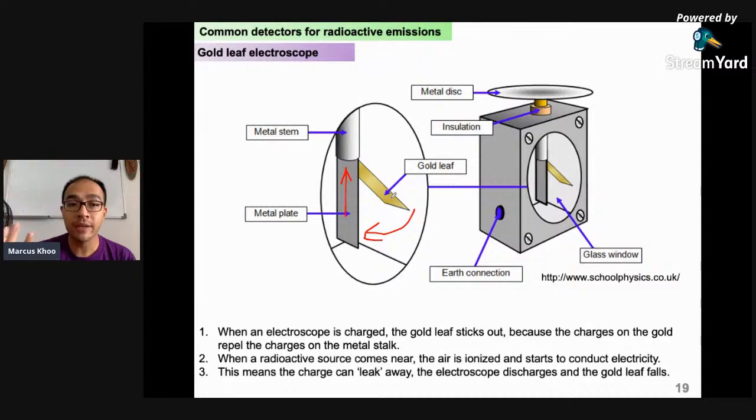So if you have a radioactive source emitting gamma rays or electrons, especially gamma rays, since it has no charge at all, the gold leaf will be like, nothing, because it's not affected at all. The gold leaf electroscope works mainly on the interaction between charges. So if there's a radioactive source, especially if it's alpha, the gold leaf will go nearer. It won't repel. So that's the first detector.